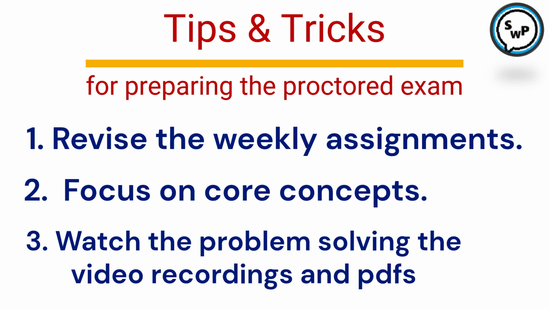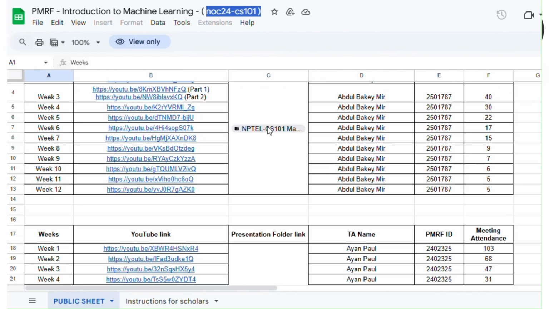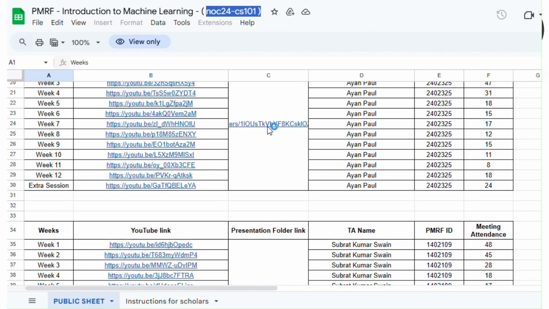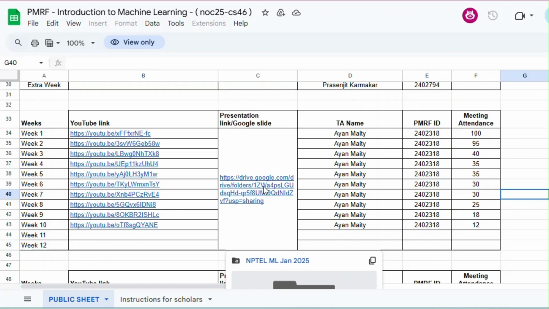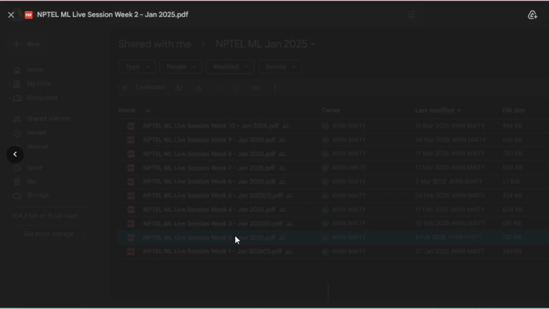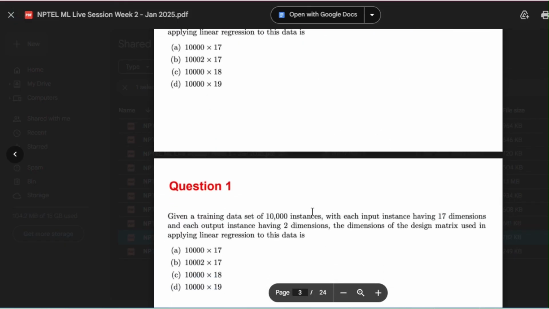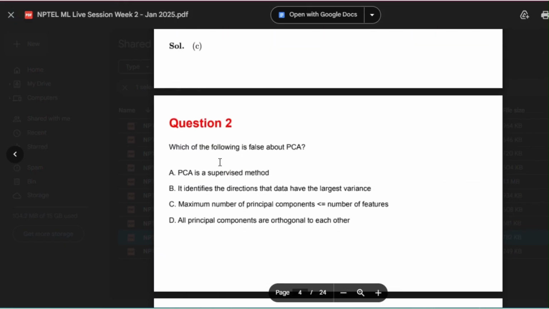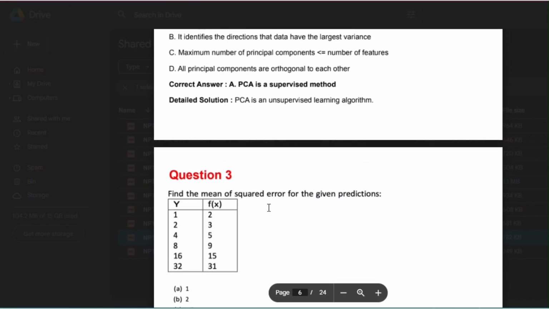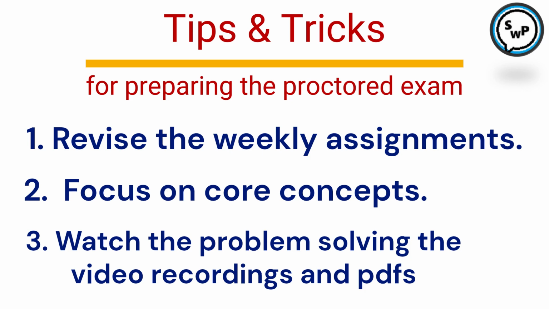Now point 3, it is the most important point. Watch the problem solving video recordings. I will provide you all the Excel sheet of the July 2024 sessions. Okay, so you will find their problem solving videos along with the PDFs, and you will also find the PDFs and videos in your course also, and that is for the 2025 sessions. And in the PDF, some questions you will find like this. Okay, so these are the questions. So if you do these questions along with the assignment questions, then you will surely be able to pass the exam. So please prepare yourselves with these questions.